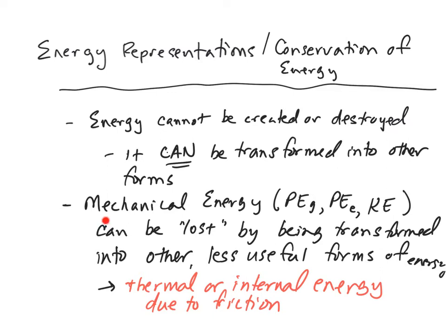But the forms of energy that we're talking about in this unit, which is mechanical energy, that includes gravitational potential, elastic potential, and kinetic. Those forms can be lost, if you think about it, by being transformed into other less useful forms of energy. So even though we say mechanical energy is lost, that just means it's being transformed into thermal or internal energy like friction. And I'll give you some examples of that in the next couple of slides.